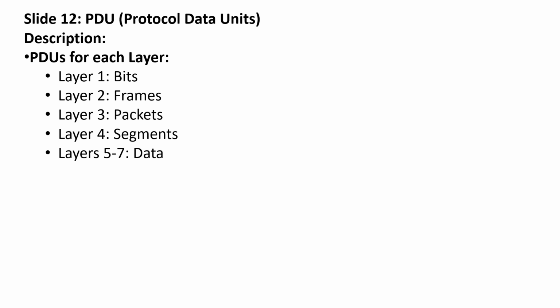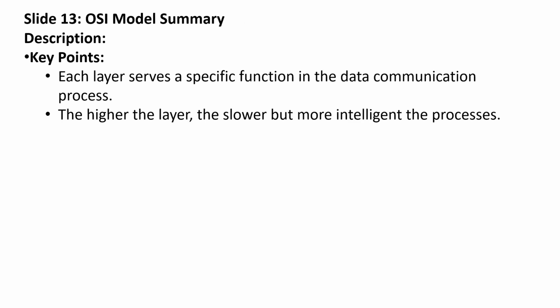PDU, protocol data units. PDUs for each layer: Layer 1 bits, Layer 2 frames, Layer 3 packets, Layer 4 segments, Layers 5 to 7 data. The OSI model summary: each layer serves a specific function in the data communication process. The higher the layer, the slower but more intelligent the process.